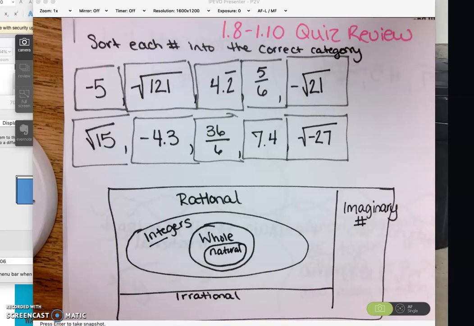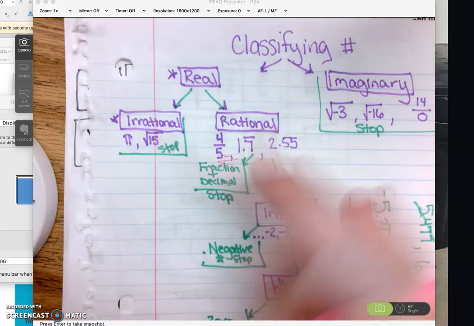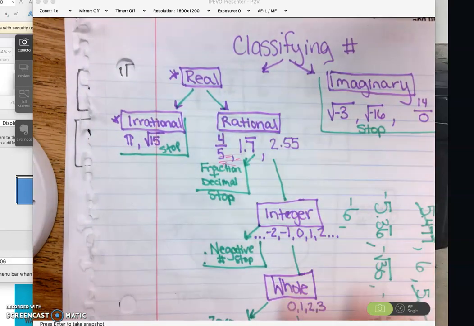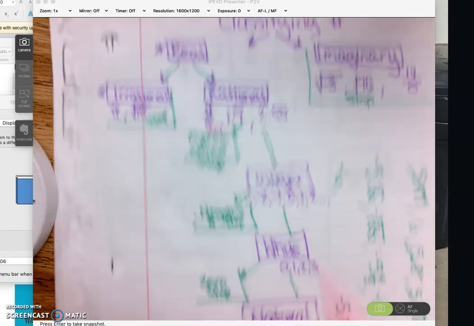So we will go through 1.8, 1.10 through 1.10 quiz review. The first part of your quiz, you're going to have 10 numbers and you have to classify them. If you remember our number flow chart, where it's real and then irrational or rational, and it flows all the way down. The furthest one it can go into is where you want to classify it.